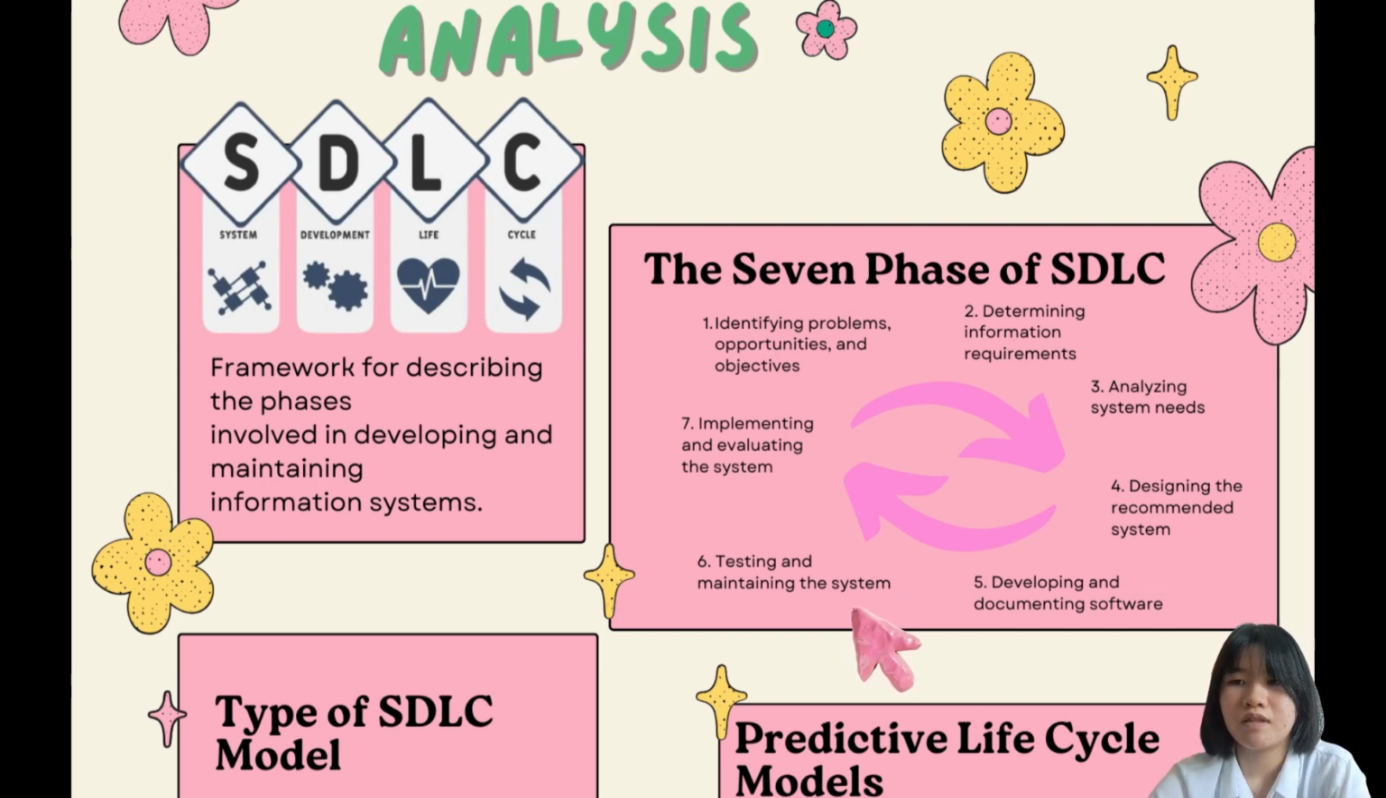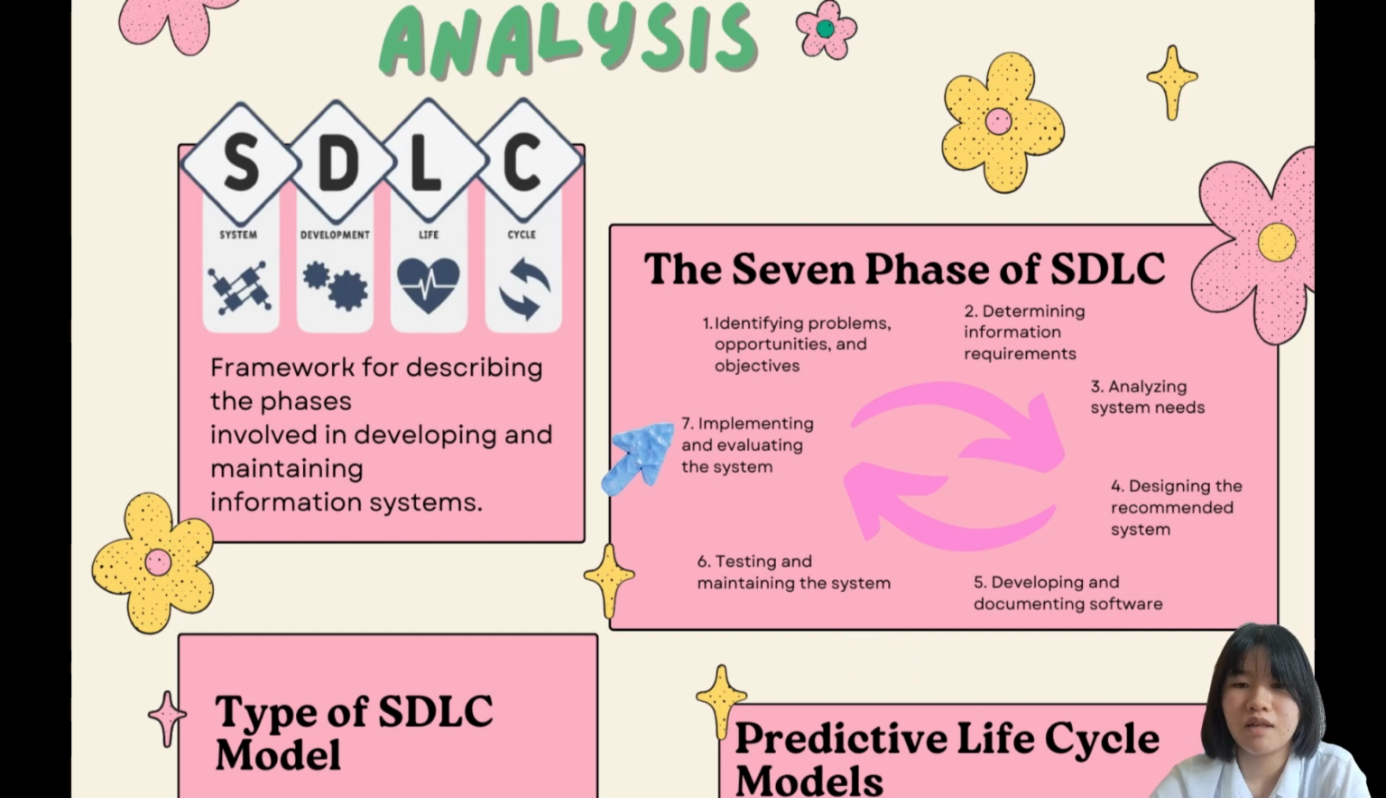The sixth phase of SDLC is testing and maintaining the system. Before the information system can be used, it must be tested to catch problems. This is the phase in which an information system is systematically repaired and improved. Organizations' needs may change over time, requiring changes to the system based on users' needs.